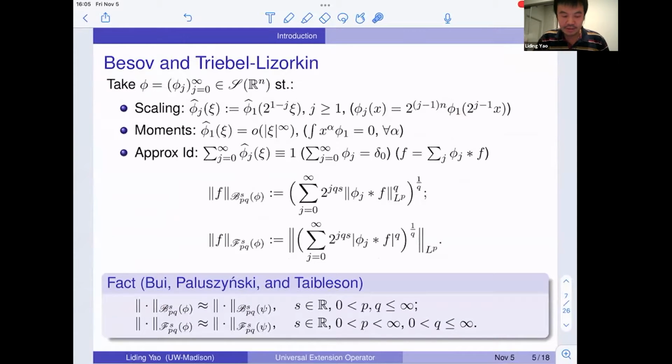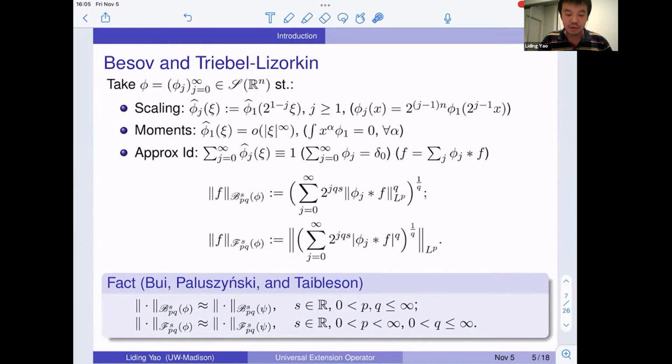Let me try to recap the definition of Besov and Triebel-Lizorkin functions. I think Ryan also made a good remark. They talk about these things in very generalized settings, and in our case I only focus on things on R^n. When we talk about things on R^n, everything is good, so we can use the Littlewood-Paley decomposition to define them.